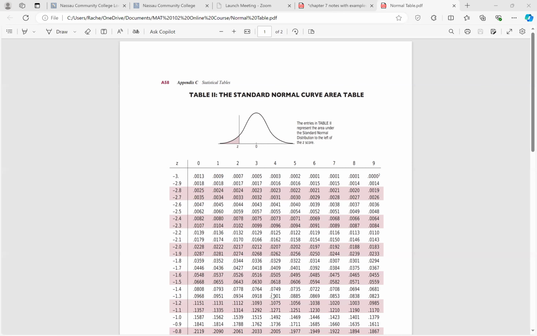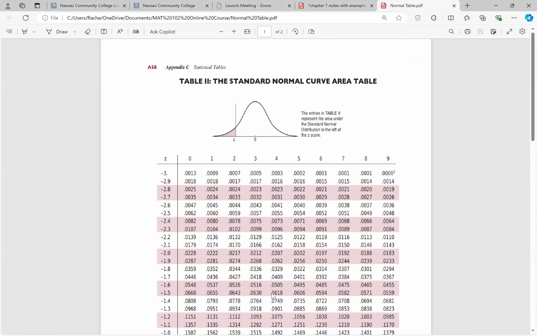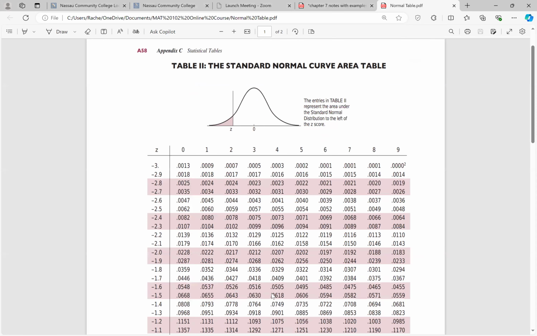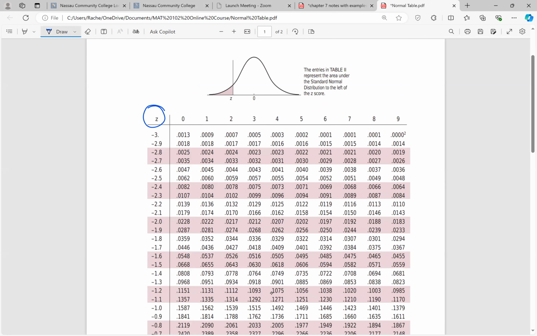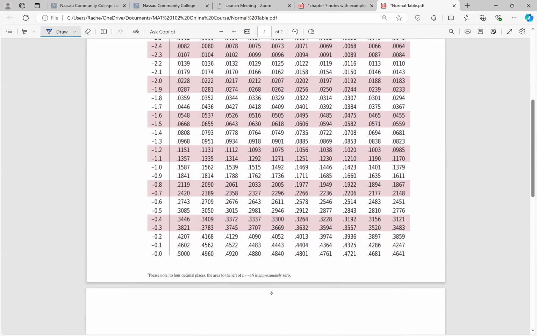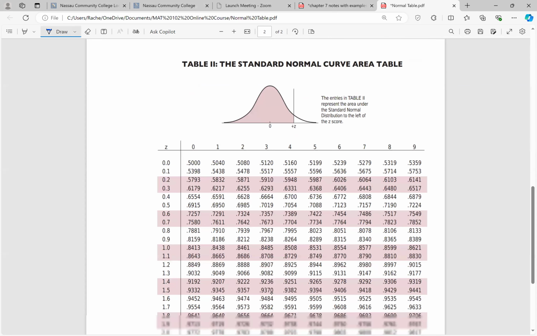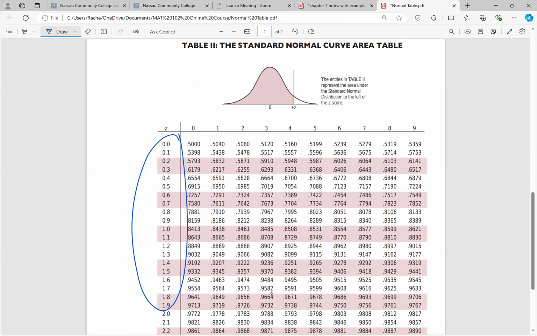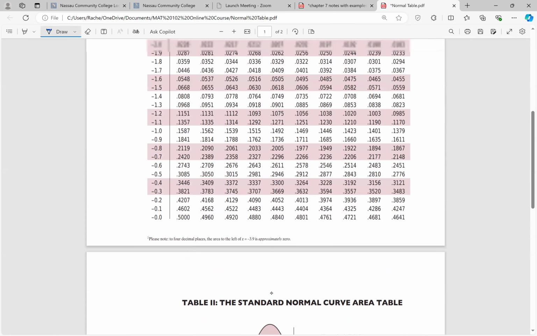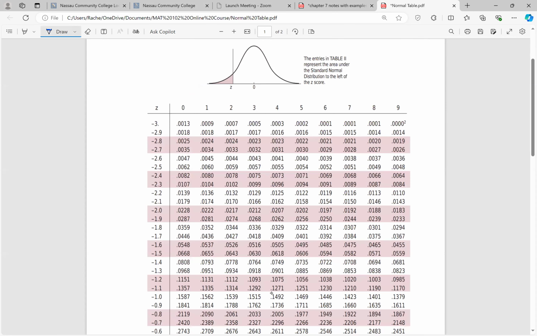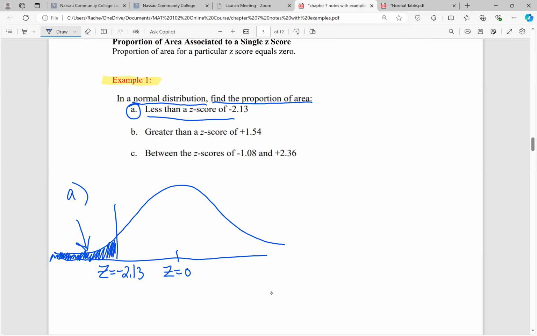And there's 2 sides to the table. There's a positive side and a negative side. So you'll see the first side is negative. So you see how there's a z-score here, and then all these z-scores are negative. So that's how I know I'm looking at the negative table. And then if you scroll down and look at the other side, this is the positive table because all these z-scores are positive. So in this case, we're working with a negative z-score, right? You see how we want to find the area to the left of a z-score of negative 2.13. So I'm going to be on the negative table.